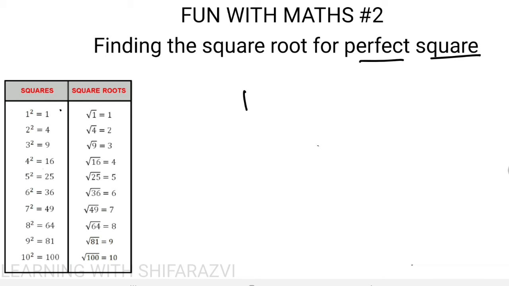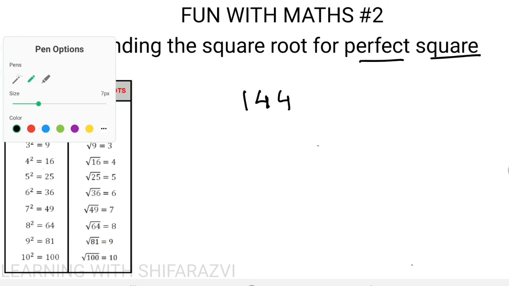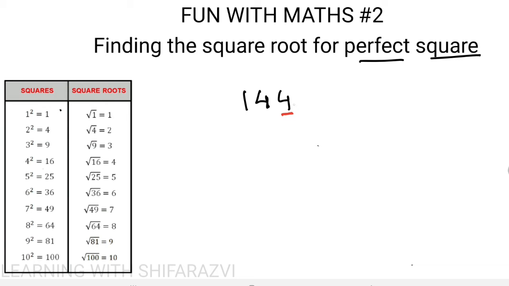Take the same 144. Now just listen carefully, step by step. Any number for that matter, what you will have to do, first you will have to take the ones digit. What is the ones digit here? The ones digit is 4.